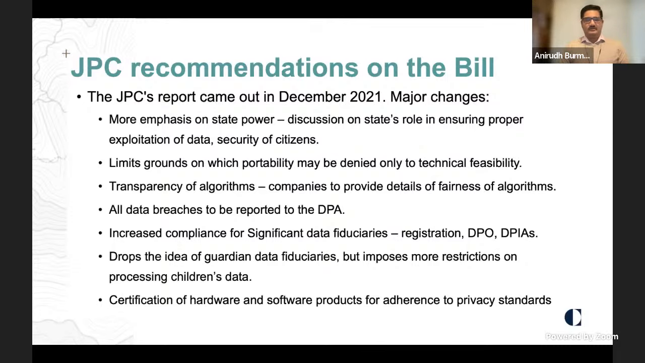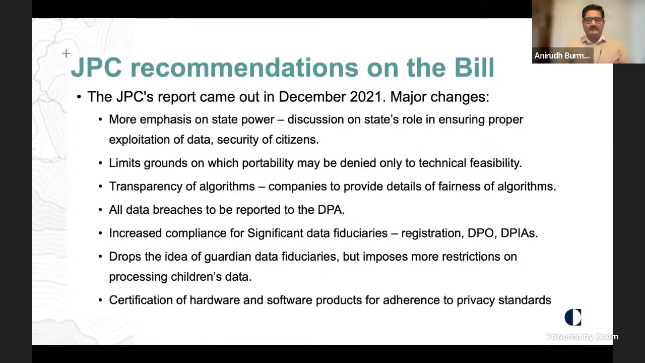So, for example, it limits the grounds on which firms or businesses can deny the right to port data, and says that you can only deny it on grounds of, say, technical feasibility and not anything else. There are more requirements on, say, the transparency of algorithms and how they are being used to make decisions. So companies actually have to provide details of how the algorithms are processing data. It strengthens the process of reporting data breaches, because now it says that all data breaches should be reported to the DPA, and companies should not be making the call on which breaches need to be reported.